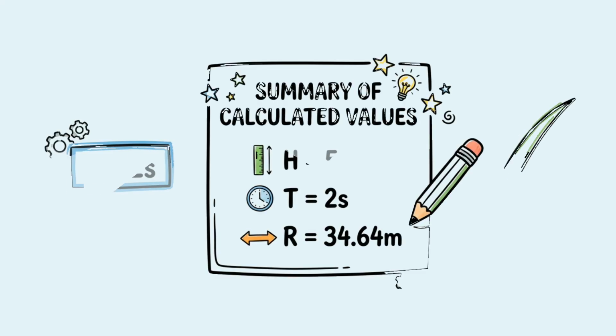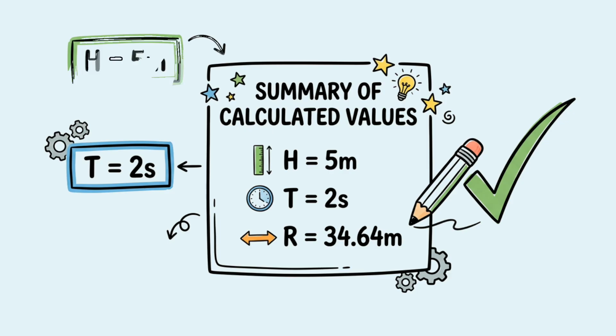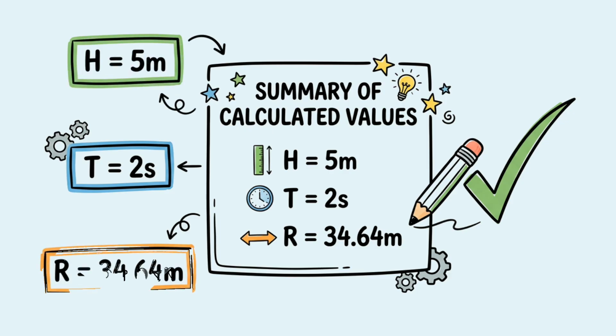JEE problems are all about the systematic decomposition of motion. We found the max height is 5 meters, the time of flight is 2 seconds, and the range is 34.64 meters. Keep practicing these component methods, and you'll master projectile motion in no time.